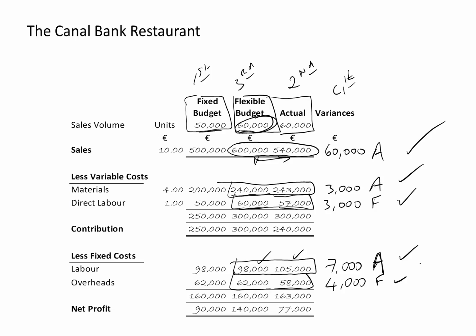They're all price or cost variances. We also need to look at the impact of the volume change. And to do that, we will compare these two here: the contribution from the original budget with the flex budget.